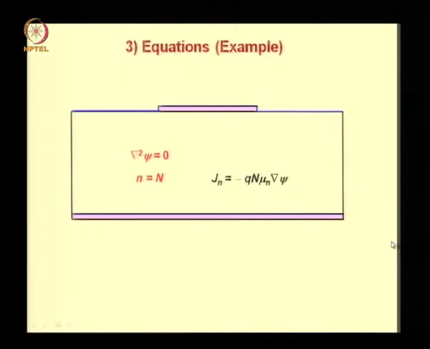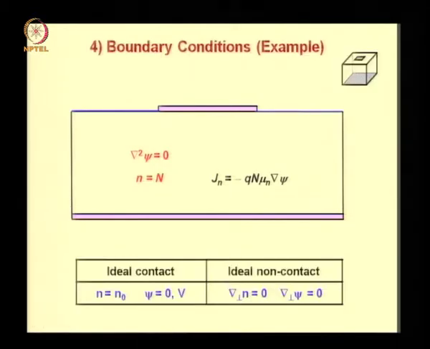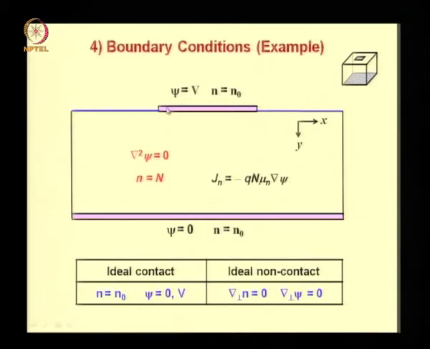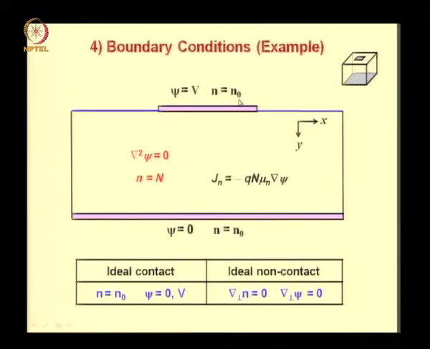Let us look at the boundary conditions. So we use ideal contact and non-contact boundary conditions which are given here. Note that we have not put any condition on holes because we are neglecting the holes. So translating these equations here to the boundaries, first contact boundaries. At the bottom contact psi equal to 0 and n equal to n naught, and at the top contact psi equal to V and n equal to n naught.